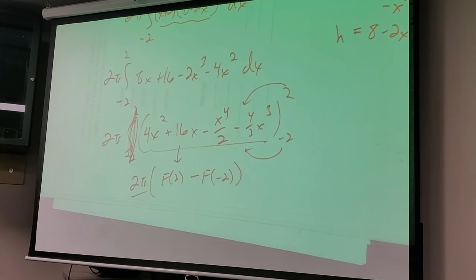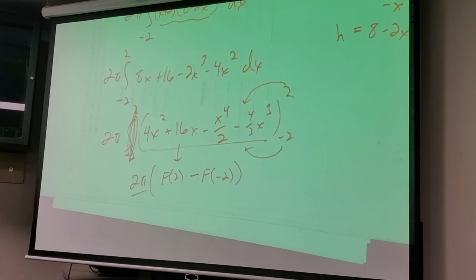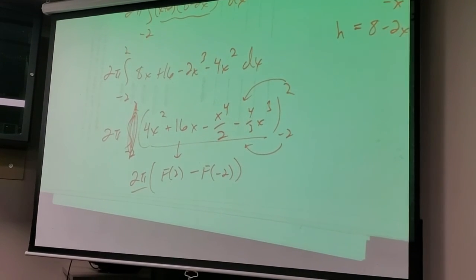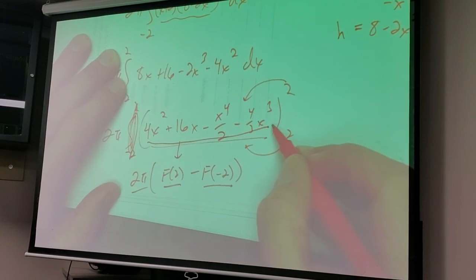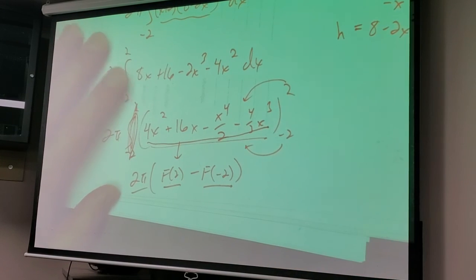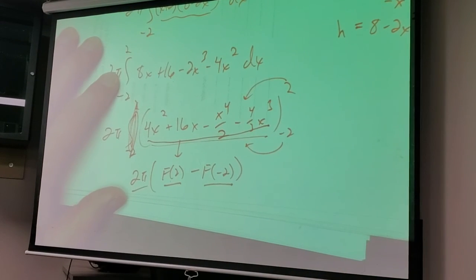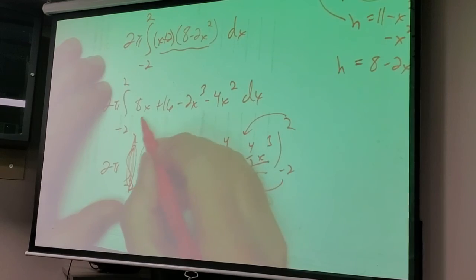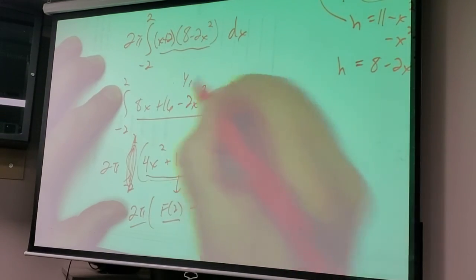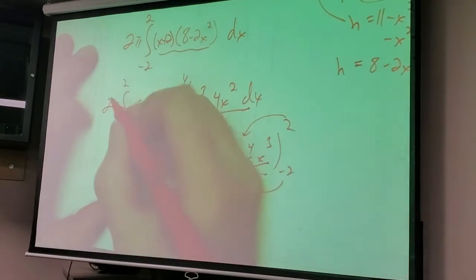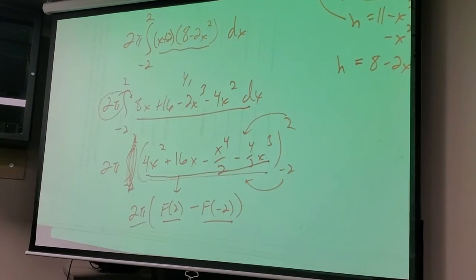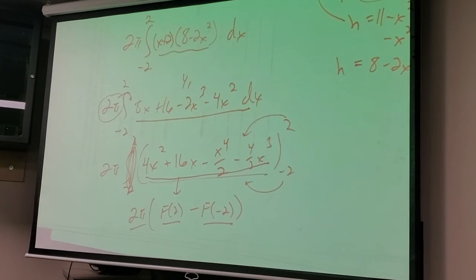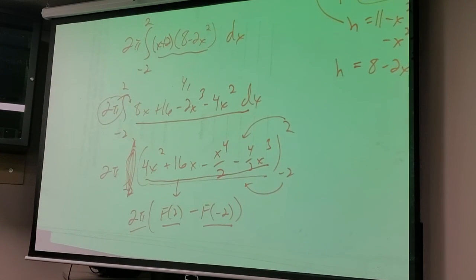How do I check that on my calculator? Two ways. To get these, you could put this function in, and then in your table you can tell it 2 and negative 2 and get the numbers. Or you put this whole thing into y1, then do calc number 7, integrate from negative 2 to 2.